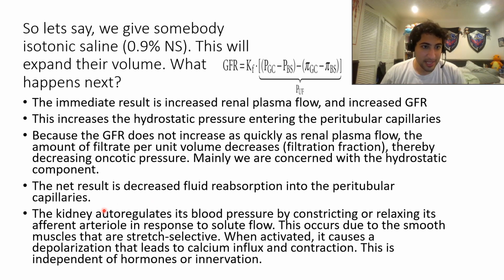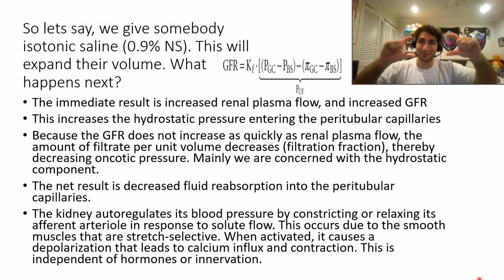The kidney autoregulates its blood pressure by constricting or relaxing the afferent arteriole in response to solute flow. This occurs due to smooth muscles that are stretch sensitive. Remember what we talked about? We talked about smooth muscles that control the tone of the kidney. That's important. They're stretch sensitive. When they activate, they depolarize and they contract. And it's completely independent of neurohormonal input, whether it's nerve innervation or sympathetic innervation, which can increase GFR by causing constriction. Renin is a hormonal mechanism, and angiotensin is a hormonal mechanism. But this happens independently.